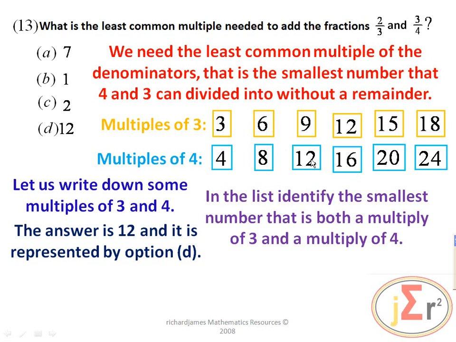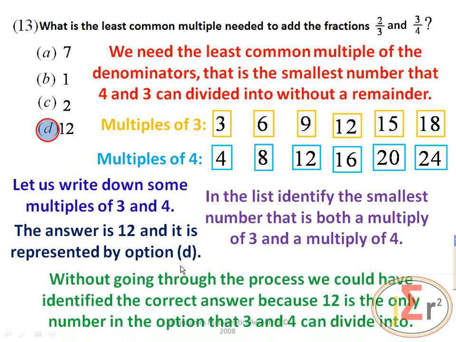But do we need just any common multiple of 3 and 4? No. Which one do we need? The least. So we need the least common multiple. Is there any multiple in the list that is smaller than 12? No, there is no common multiple that is smaller than 12. Therefore, 12 is the smallest or least common multiple of 3 and 4, represented by option D. So option D is correct.